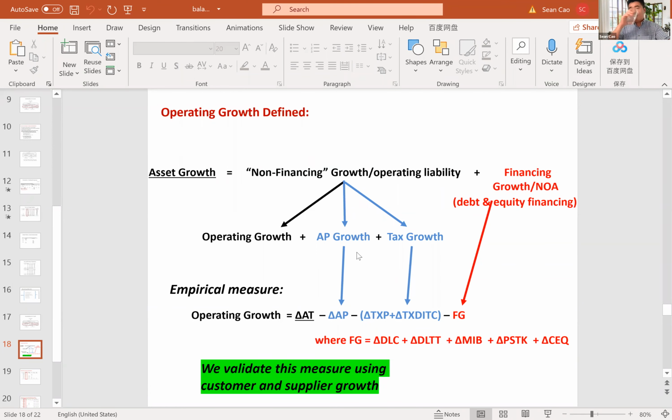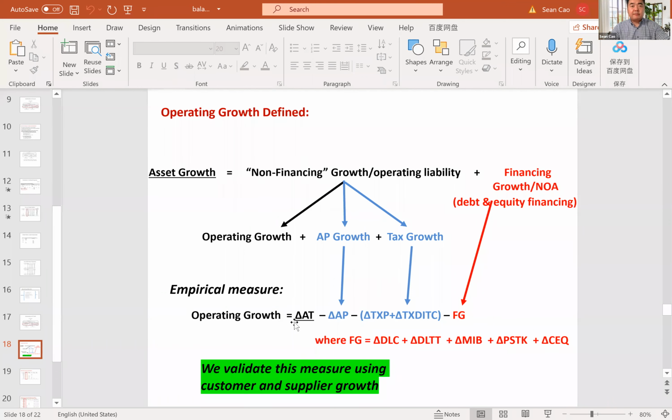This is the formula we have here, so let's see what we have. Operating growth is growth financed by vendors and suppliers. How do you calculate that? We use total asset growth minus growth financed by debt and equity, minus short-term financing, minus the tax financing, and then take the difference. We will have the growth financed by the vendors and the suppliers for long-term assets.